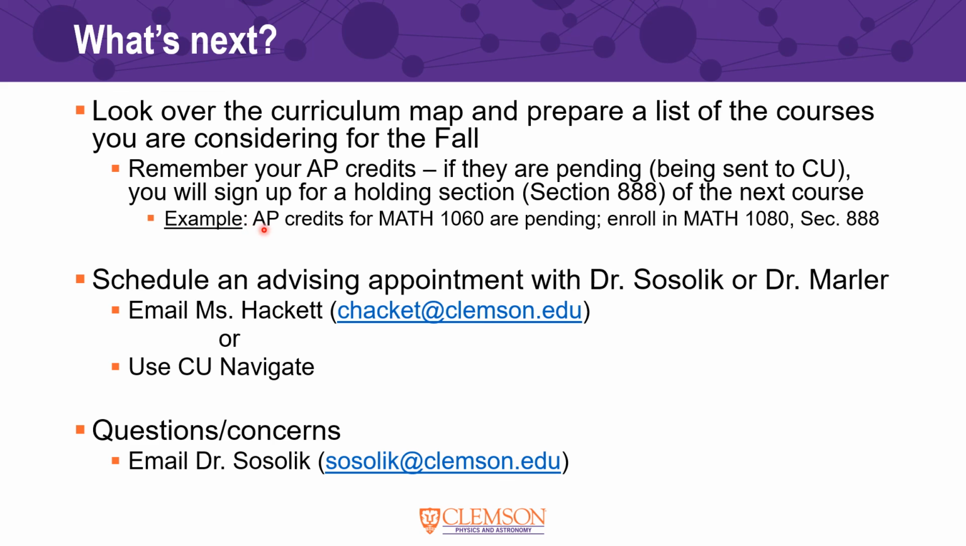So the example would be, let's say you have AP credits for Math 1060, but those credits are pending, which means Clemson doesn't know that you have AP credits, but you know it. Then when you go and you say, you know what, I'm going to go ahead and take Math 1080, then enroll in Math 1080, but sign up for Section 888. This ensures that the math department knows that you're planning on taking Math 1080. They're going to give you a seat in a class, but they're not going to put you there until they see that your AP credits land within your transcript.